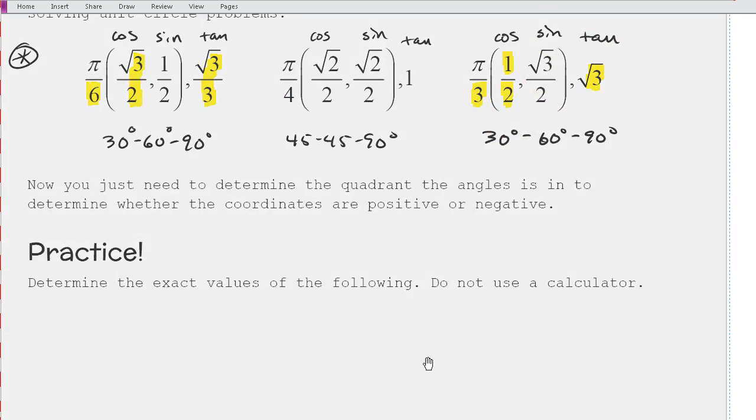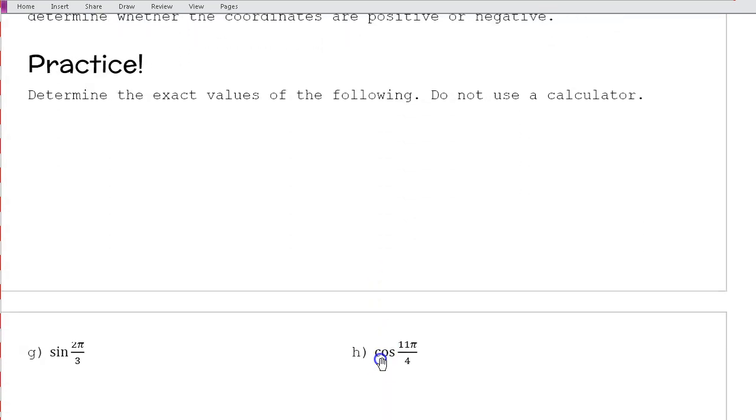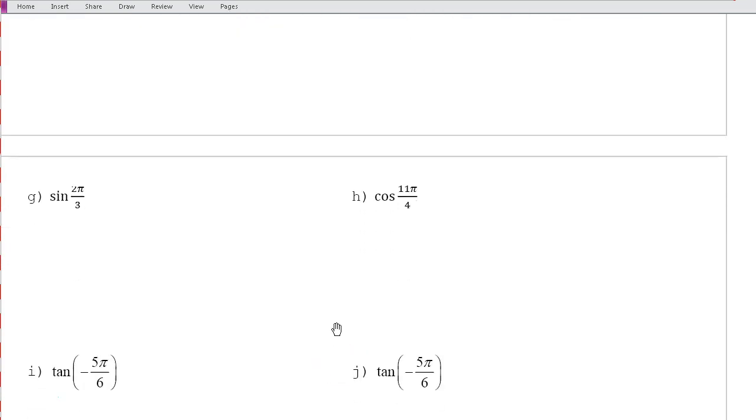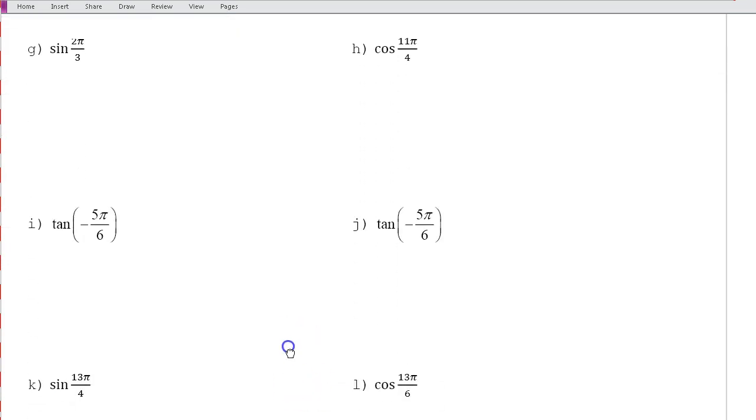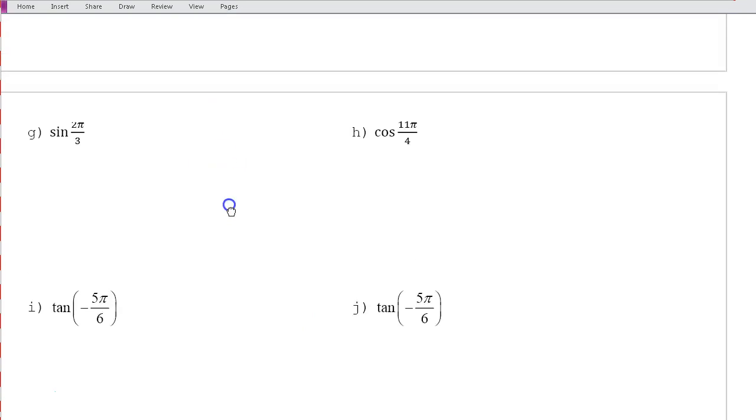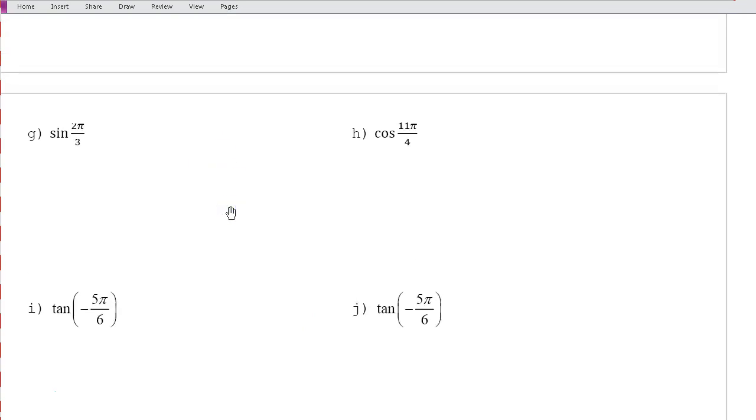and you just need to figure out positives and negatives. So let's take a look at some practice problems. We'll do a couple of these together and then I'll let you do the rest on your own. So sine of 2 pi over 3.